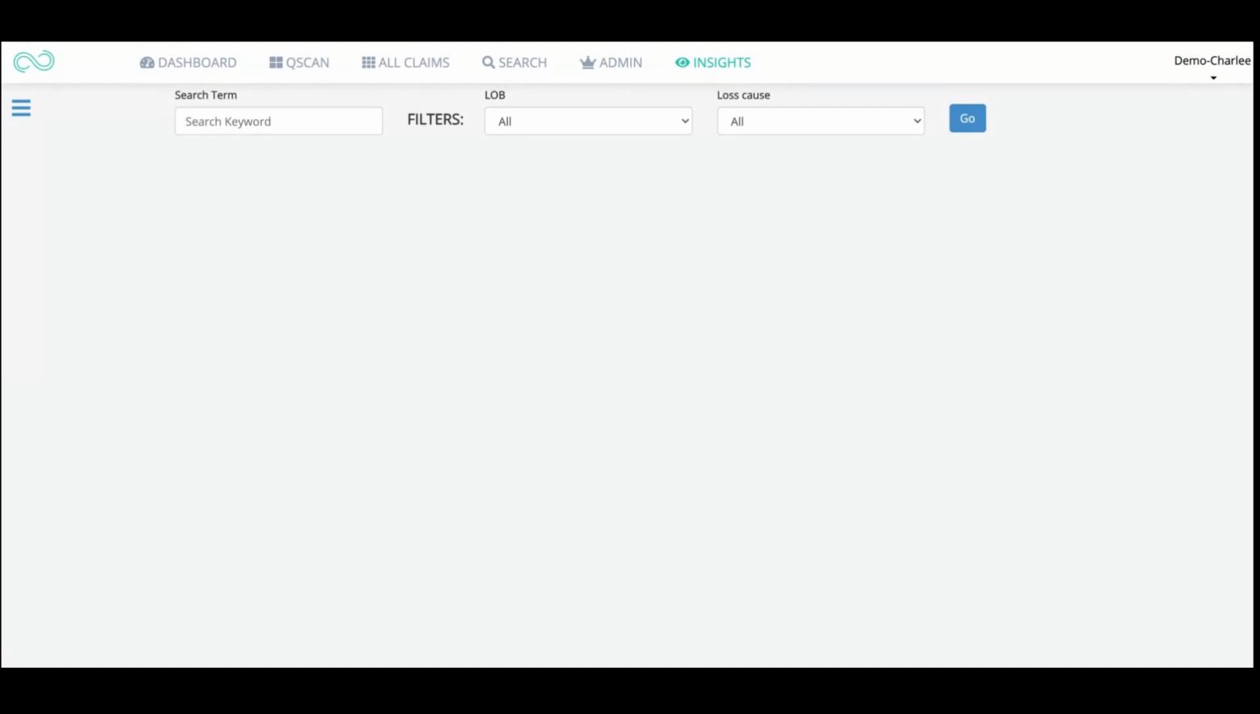In this particular demo, I have two filters. There's line of business and cause of loss. In the actual system, there will be other filters available, including location, timelines, and other things that you can find on the claim.